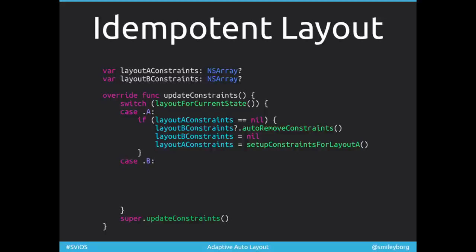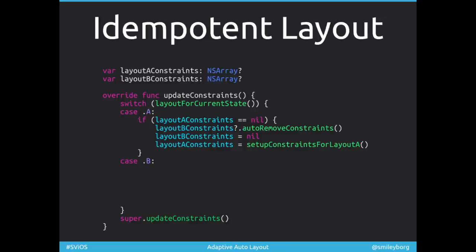So if layout A constraints is nil, on the other hand, that means we haven't set up layout A and we need to go into it. We may or may not be in layout B, but that doesn't matter. We're going to deal with that next. The next thing we do is look at layout B constraints and remove them if there are any, then set that to nil. So now we've stripped out any layout B constraints if they are there. If layout B constraints is nil because we've never been in layout B before, that's fine. Those will be a no-op.